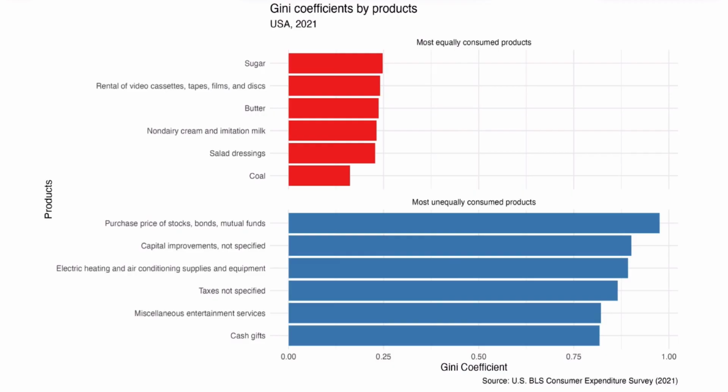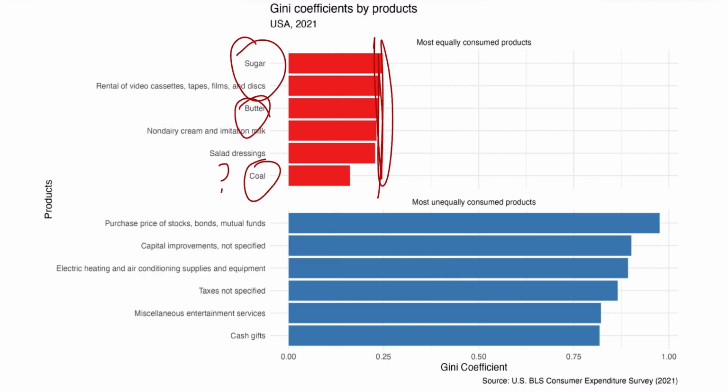In the first 5 seconds, I am seeing sugar, butter, maybe even coal have no real disparity between poor and rich. I might be a little bit curious why coal is there. And then I'm noticing that there's a high disparity between things like cash gifts or taxes. And this really begins to make me wonder, how did this data scientist select these products and what kind of story might they be trying to tell?